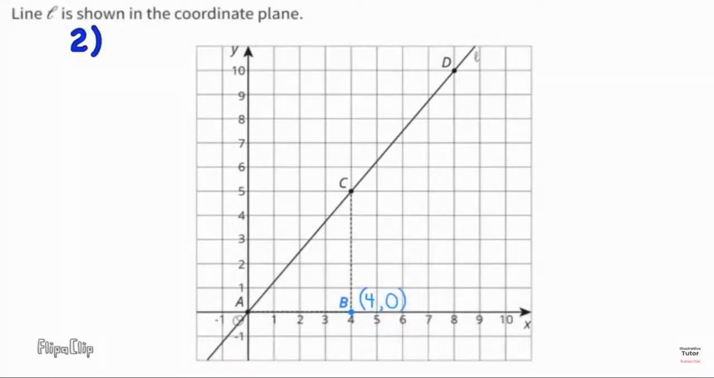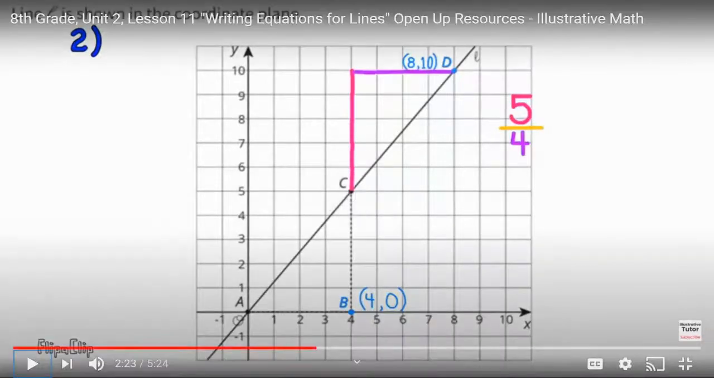So from here, we can figure out the slope from A to C by looking at this triangle that we've created to help us figure out our rise and our run. Our rise is the height of the triangle, and our run is the length of the triangle. So for the first triangle, from A to C, we have a height of 1, 2, 3, 4, 5 boxes. And then we have a length of 4 boxes. So that would give us a slope of 5/4.